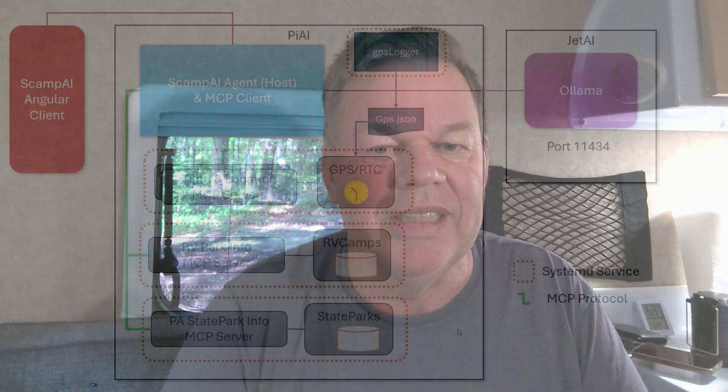And very recently, these services have been standardized to use a protocol called MCP. So that's what I'll be showing you in this video: setting up MCP services to get the current time, current location using a GPS, and use my database of state parks and RV parks to get distance to the closest ones.